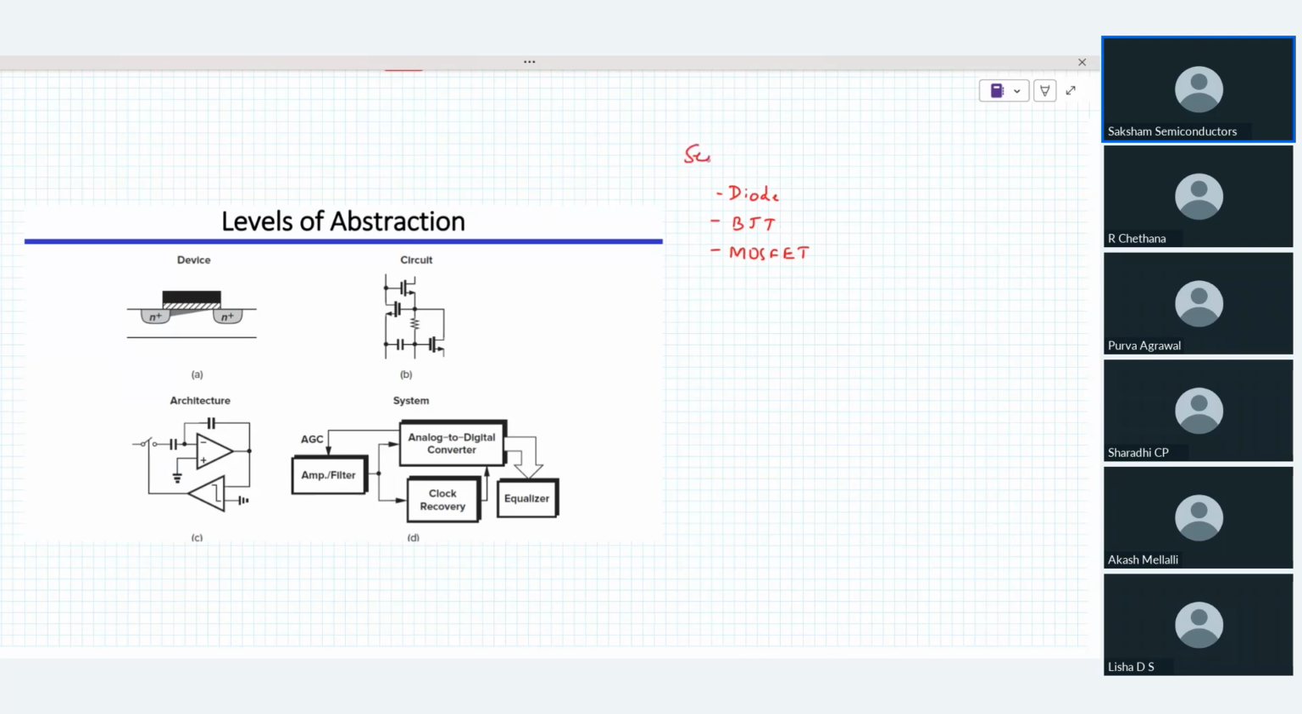So these are semiconductor devices. So you should be very clear in understanding the working of these devices.